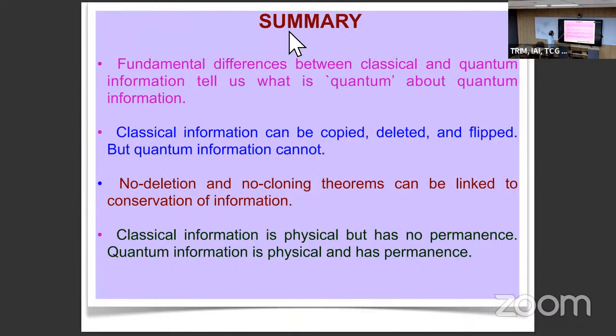For example, we know that classical information can be copied, can be deleted, can be flipped, and many things you can do, but for quantum information, all these things are not possible, not allowed. And I also tried to convey that if you combine no deletion and no cloning, you can link them to conservation of information. Classical information has a notion of physicality, in the sense that you need a physical system to store information, but it has no permanence. But quantum information is physical and also it has permanence.